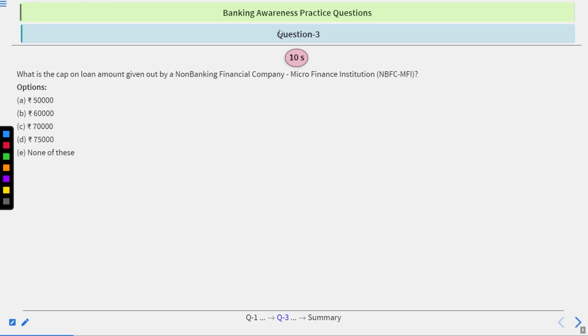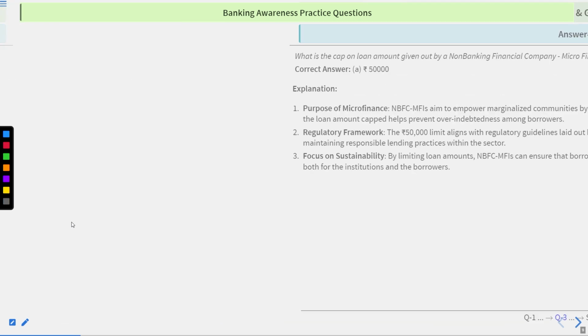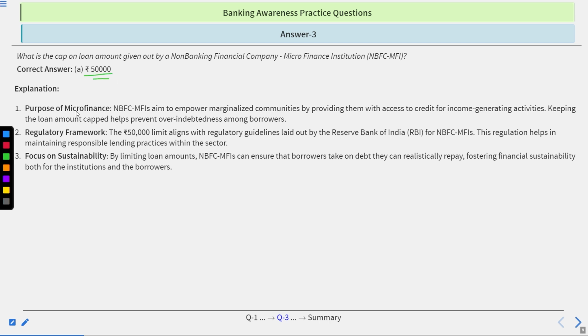Now, question number 3. What is the cap on loan amount given out by a non-banking financial company or microfinance institution, NBFC or MFI? Options are 50,000, 60,000, 70,000, 75,000, none of these. To answer this, you have 10 seconds. Time starts now. Time's up. Correct answer is A.